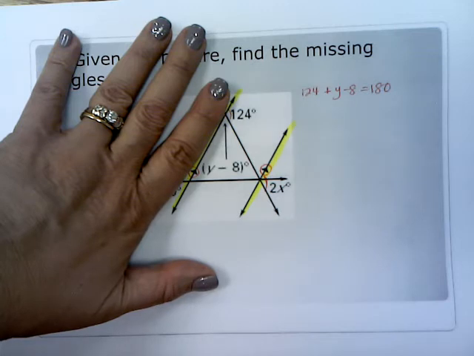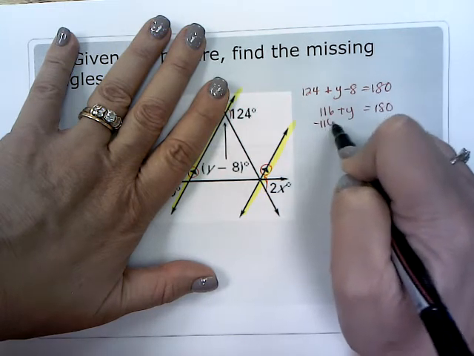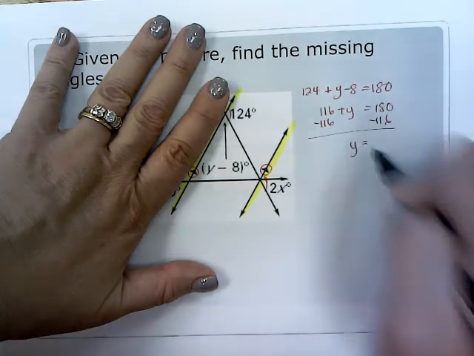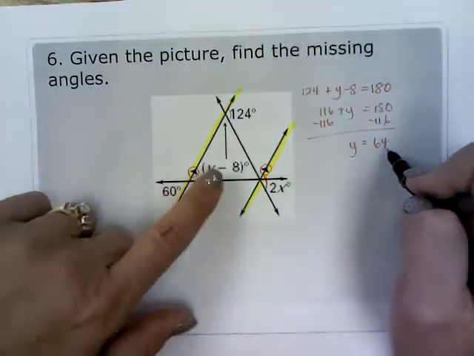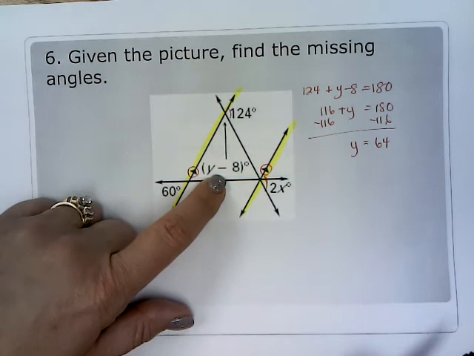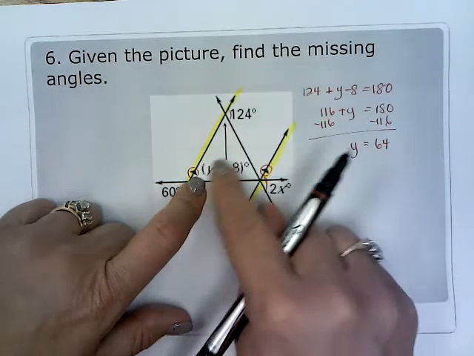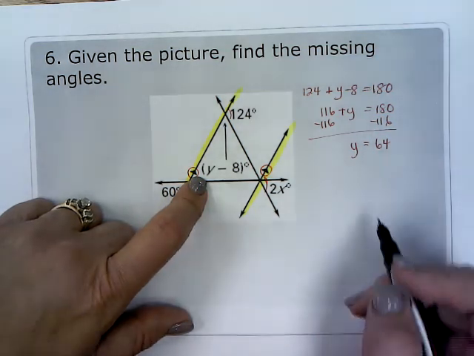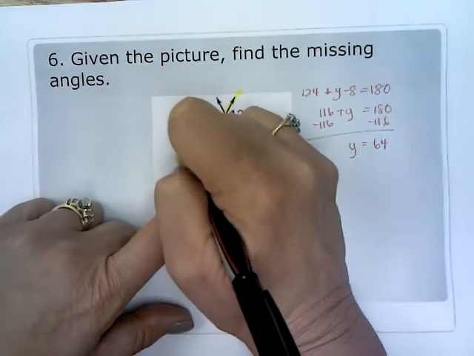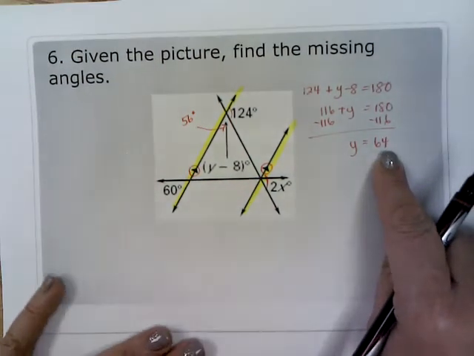So with that, let's see what we got here. 124 minus 8. Oops, that was not 124, sorry. So 116 plus y equals 180. Subtract my 116 from both sides. So y is 64. That is not degrees. That is just y. It says to find the missing angles. So that angle, y minus 8, would be 64 minus 8, 56 degrees. So this angle right here is 56 degrees. If I'm finding the measure, it's a degree. If I'm finding the y, it's not.